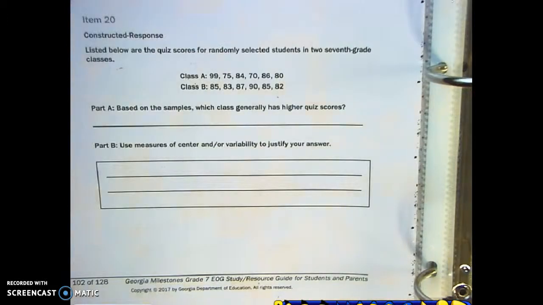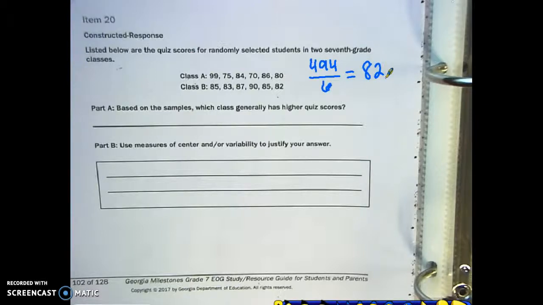Listed below are the quiz scores for randomly selected students in 2 7th grade classes. Based on the samples, which class generally has a higher quiz score? So we're going to find the mean of both classes. So for class A, to find the average or the mean, you add them all together and divide by how many numbers you have. So I have 99 plus 75 plus 84 plus 70 plus 86 plus 80. That is 494. They used 6 quizzes. So when we divide by 6, that gives us an average of 82. And I'm rounding to the nearest whole number.